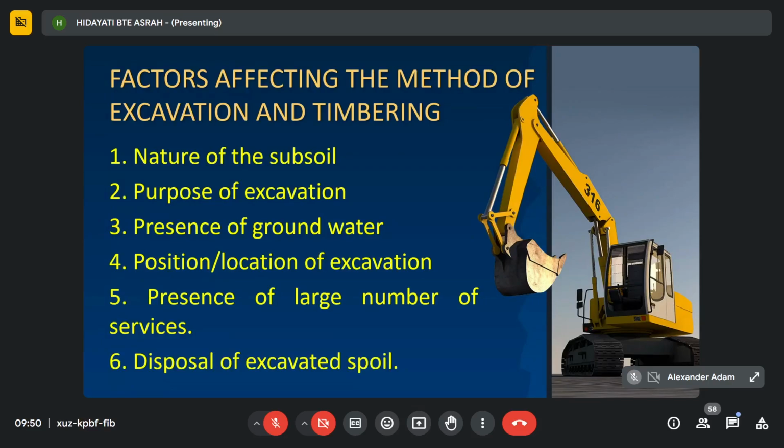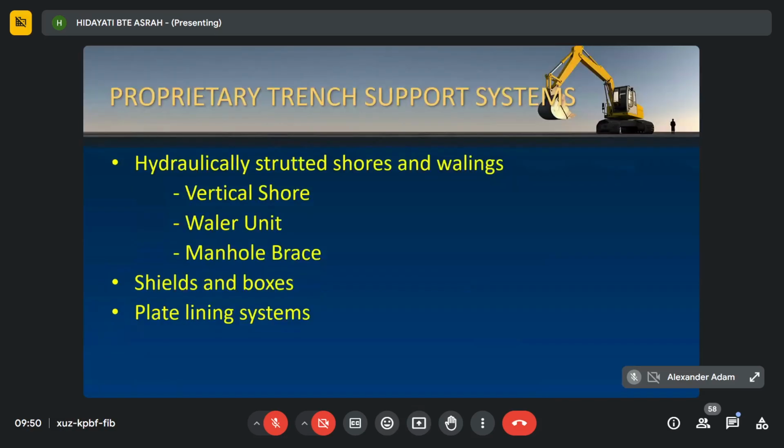Okay, and then proprietary trench support system. In timbering, the types of proprietary support systems such as hydraulically strutted shores and walling. The hydraulic strutted shore and walling can be divided into 3 types: the vertical shore, waller unit, manhole brace. We also have shield and boxes and flat lining system.